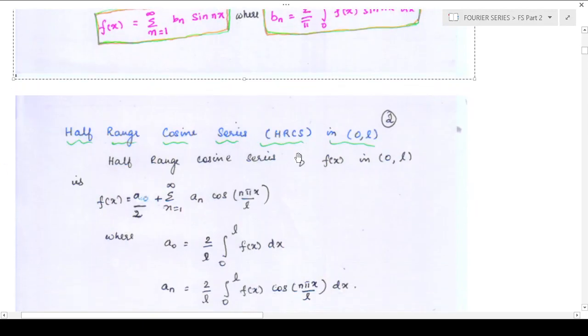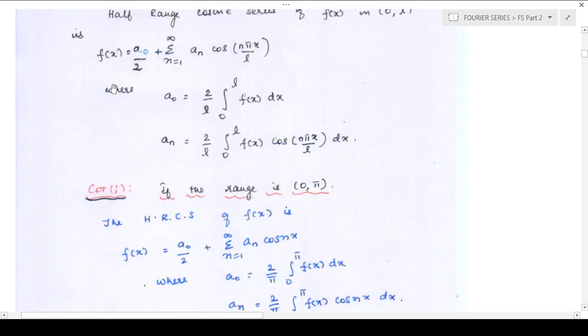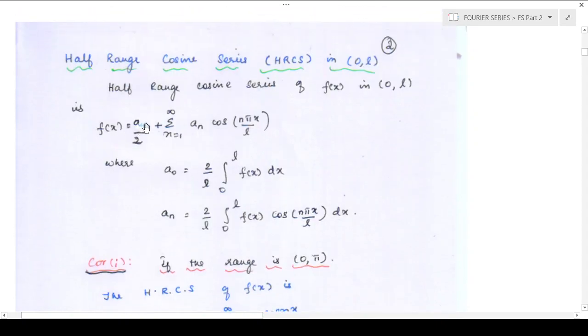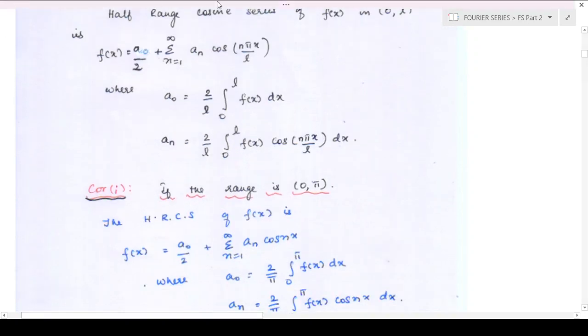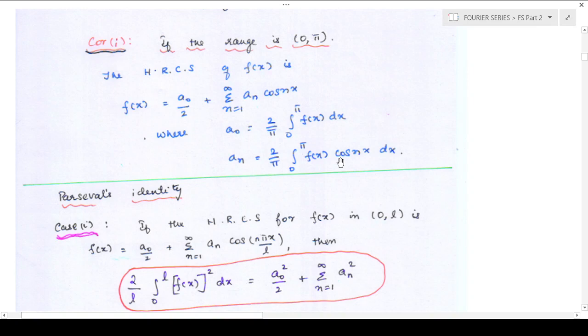Now, the half range cosine series of f of x in the interval 0 comma L is f of x equal to a naught by 2 plus summation n equal to 1 to infinity an cos n pi x by L, where a naught is 2 by L integral 0 to L f of x dx, and an is 2 by L into integral 0 to L f of x cos n pi x by L into dx. Same, if you want the half range cosine series in the interval 0 comma pi, your L is pi. Wherever it is L, replace it by pi, you will be getting the half range cosine series in the interval 0 comma pi. Right?